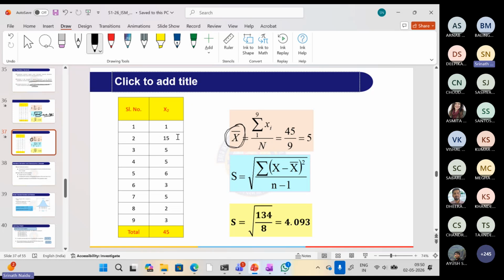Okay, I'm assuming implicitly that somebody has given me a sample out of a larger population. I don't even know what the larger population is. They gave me a sample consisting of these 9 items. I'm computing the sample mean this way in this slide. It has nothing to do with the population mean. Got it.